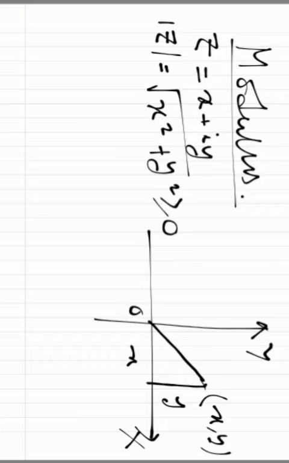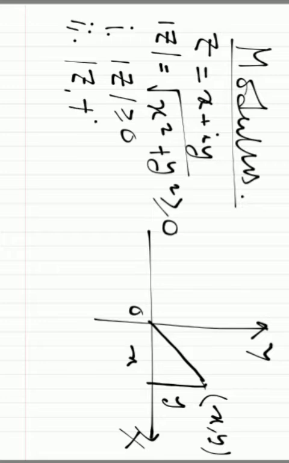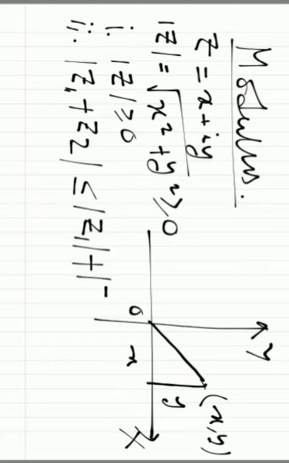Okay, so there are some properties of mod. The first one is that this mod z is always greater than or equal to 0. The second property is that if you take the modulus of z1 plus z2, it will be less than or equal to mod of z1 plus mod of z2.